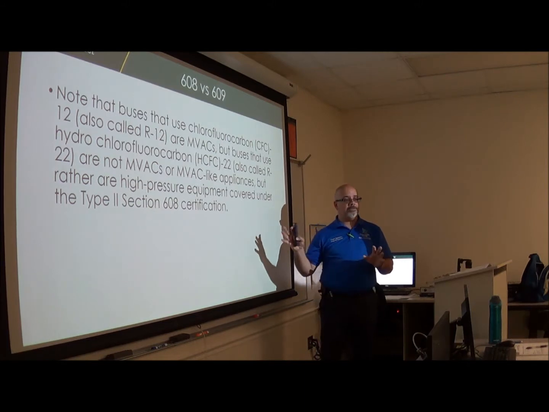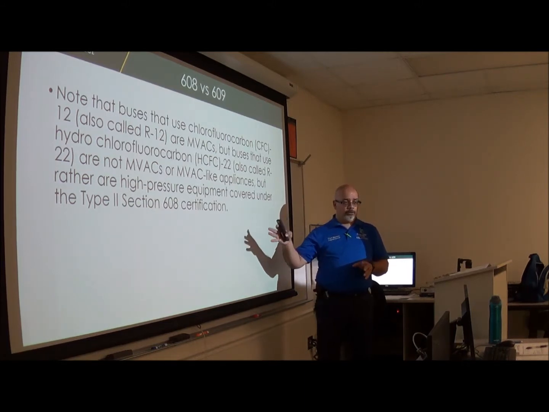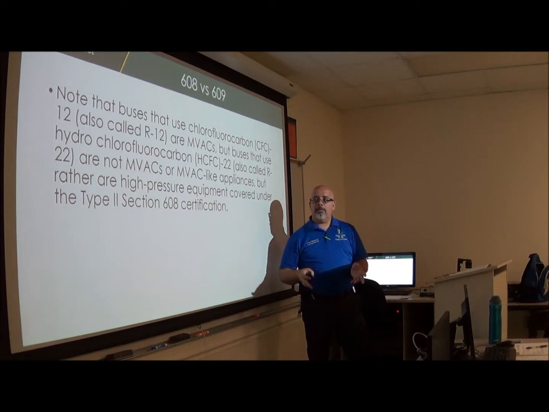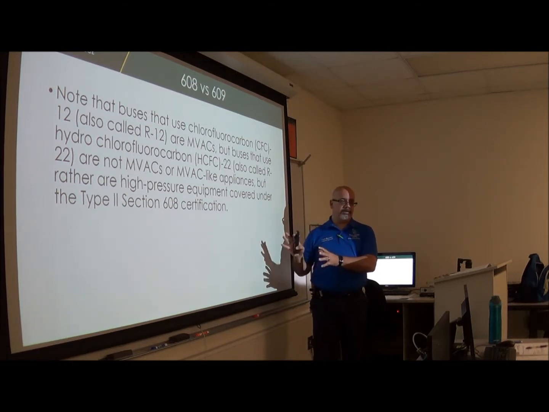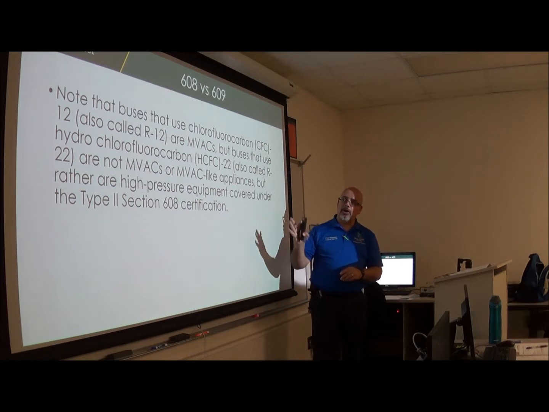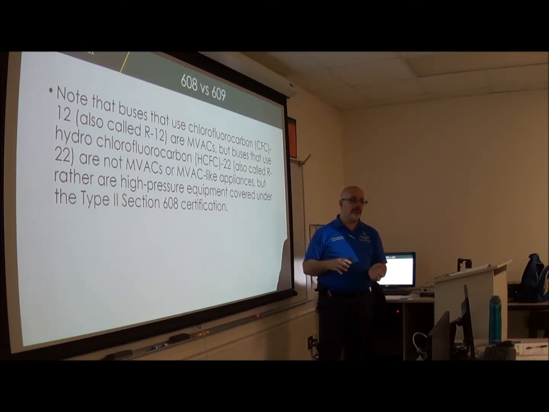students about these licenses, and we do the 609 in the program, but we also recommend they get the 608, at least the Type 2, which is what covers this type of vehicle. At the same time, we're talking about airplanes, trains, and those other types of vehicles that use R22 and don't use 134 or R12 or now the 1234. To be able to use R22, you have to have Type 2 Section 608.